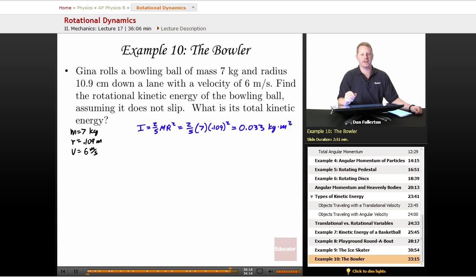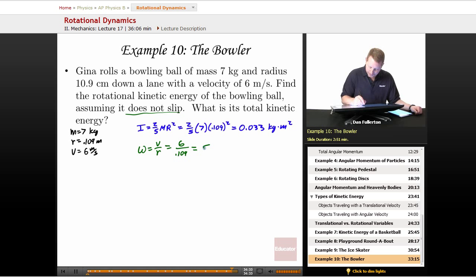Now it would be helpful to find its angular velocity. And we can do that by recognizing angular velocity is its linear velocity divided by the radius, assuming it's not slipping. And we can make that assumption. It does not slip. So that's going to be our 6 meters per second divided by its radius, 0.109 meters, or about 55 radians per second.